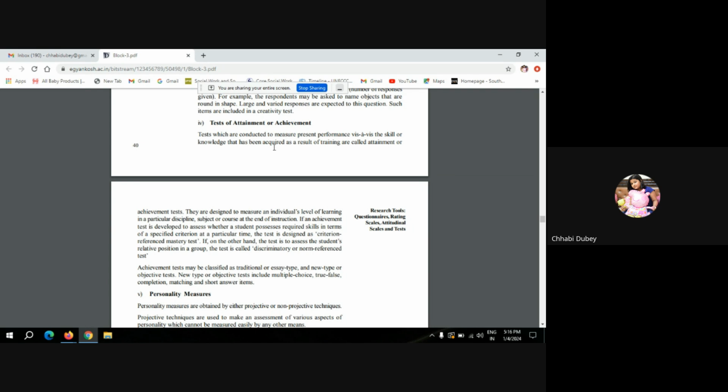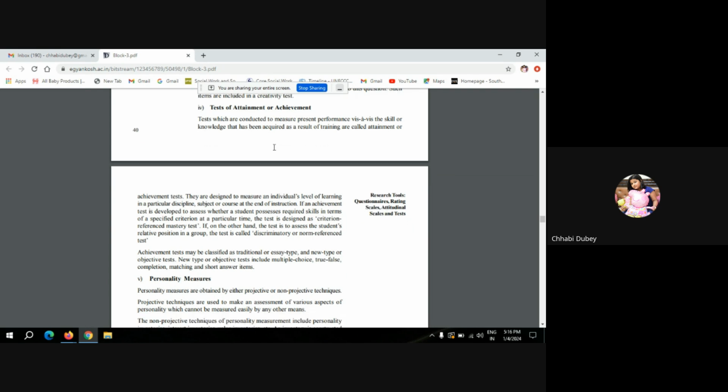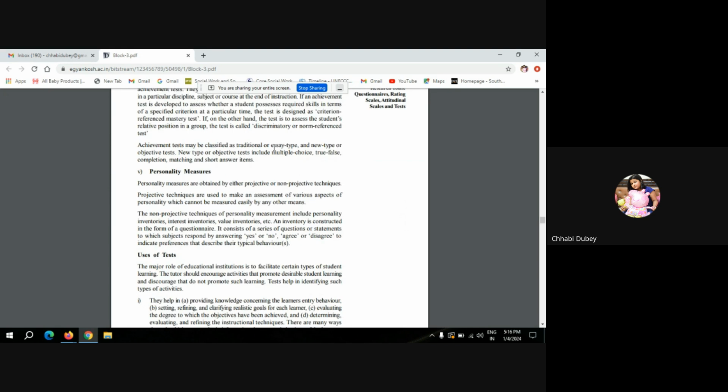And then we have the personality measures. Personality measures are either projective techniques or non-projective techniques. Projective techniques are used to make an assessment of the various aspects of personality which cannot be measured easily by any other means. Non-projective techniques are basically the techniques of personality measurement which can include personality inventories, interest inventories, value inventories, etc.